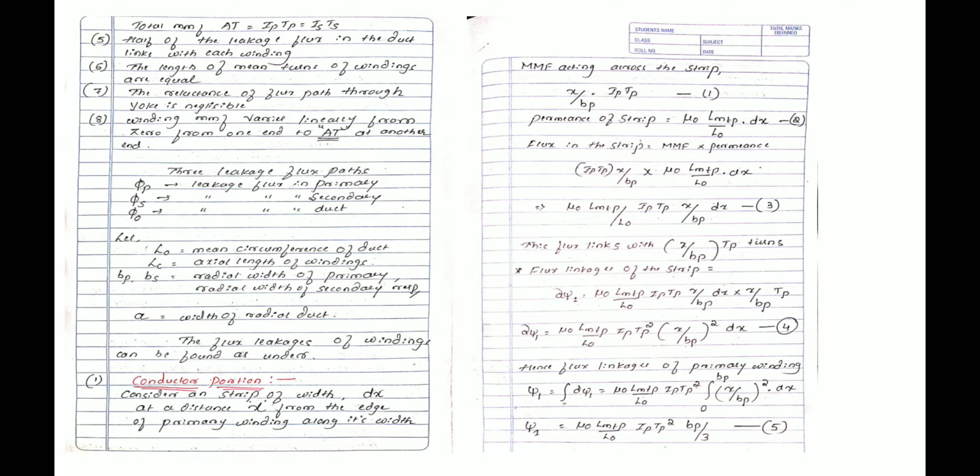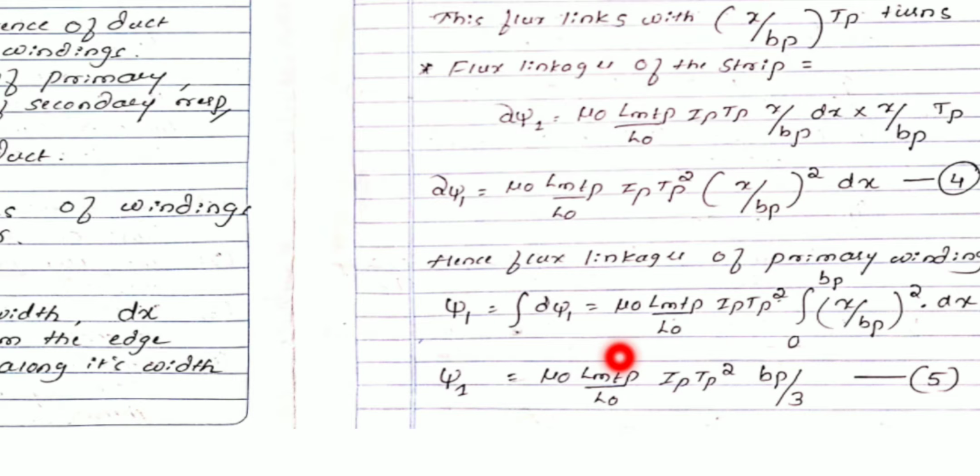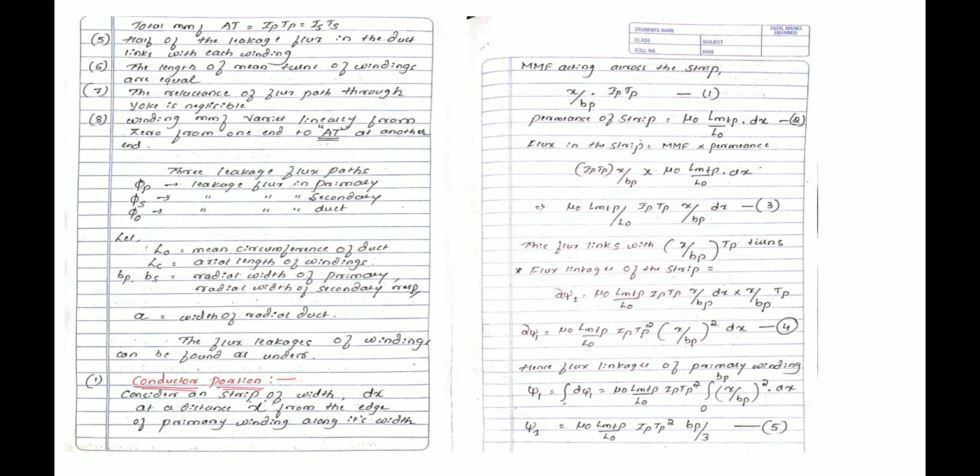So integrate this one and substitute the intervals from 0 as well as BP, and we will get psi 1 as mu naught LMTP divided by L naught into IPTP square into this integration. After this integration, by putting the values of the interval from 0 to BP, we will get BP divided by 3. Just solving this, you will get equation number 5. This is going to be called the flux leakage in a primary winding. That is represented by psi 1.